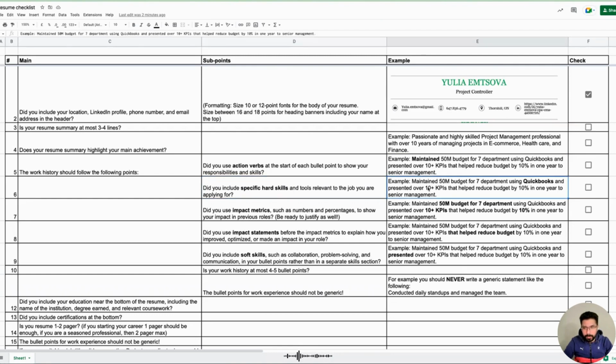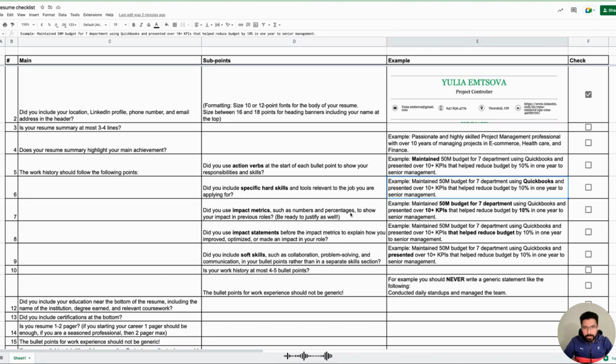So if we are to complete that bullet point, it's going to be maintained 5 million budget for 7 departments using QuickBooks. And QuickBooks is an example. It's a tool which is highlighting your hard skills. And it could be anything specific to your profession. This is just an example.